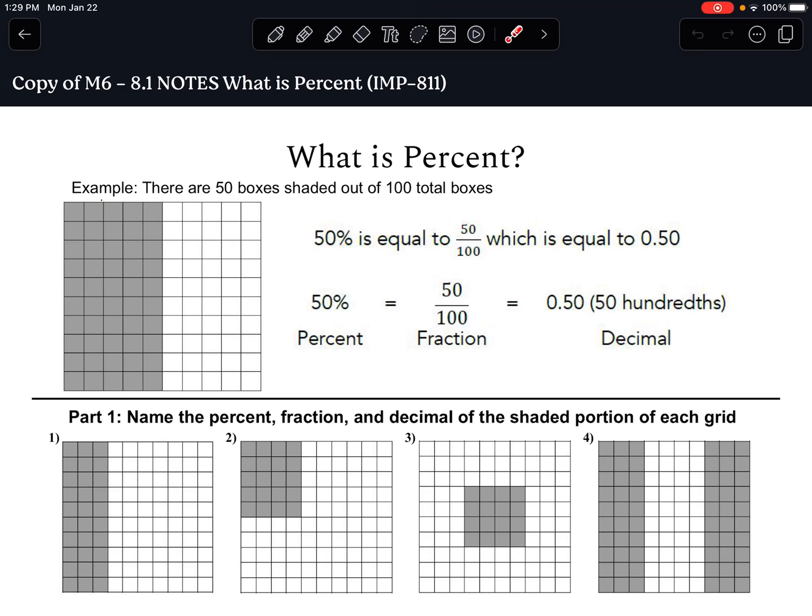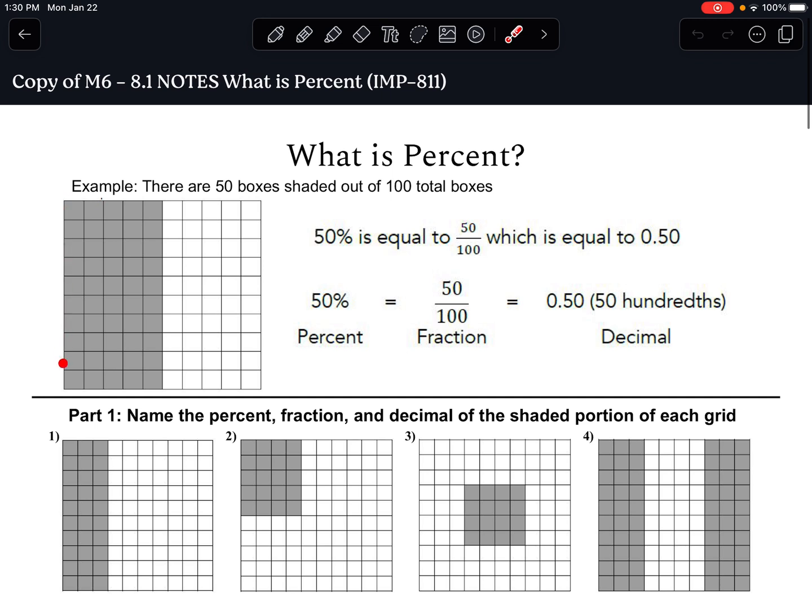In this video, we are going to explore what is percent. So let's begin. This is called a unit square or a unit box. This represents one box, and it is broken up into 100 individual boxes, 10 by 10. Out of these 100 little pieces, 50 of them are shaded in. So we would say that there are 50 boxes shaded out of 100 total boxes.